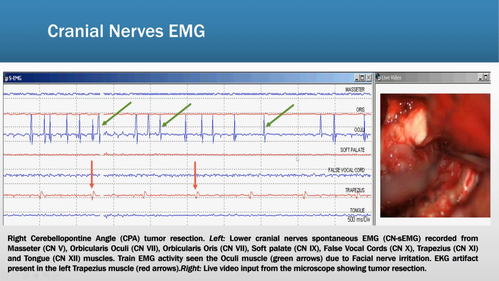And again, for lower cranial nerves in CPA tumor, we can do masseter for cranial 5, orbicularis oris and oculi for facial nerve, soft palate for ninth cranial nerve, false vocal cord for 10th, trapezius for 11, and tongue for 12th cranial nerve. For the trapezius, we always look, especially on the left side and sometimes the right side too, at the EKG artifact.